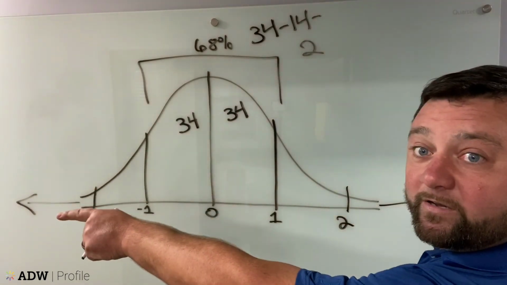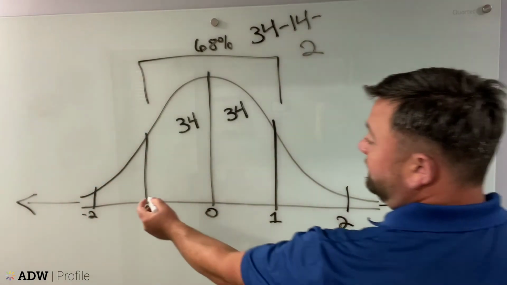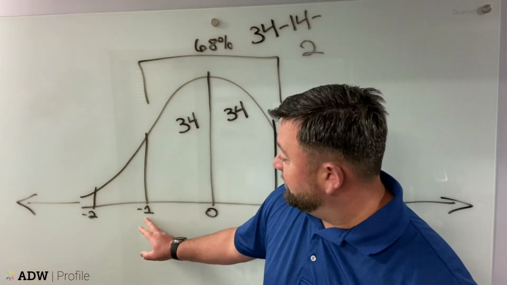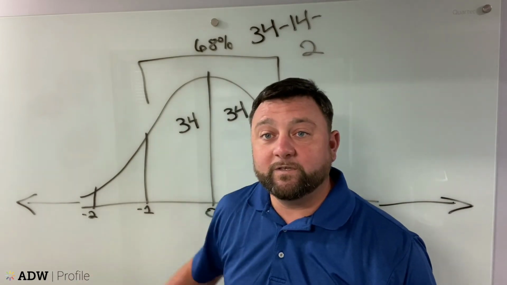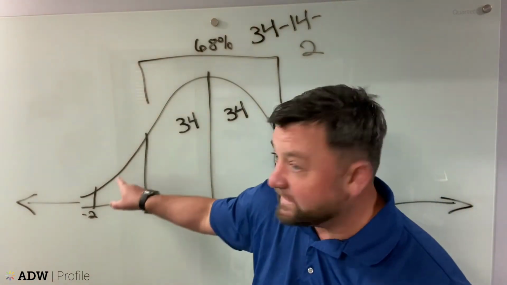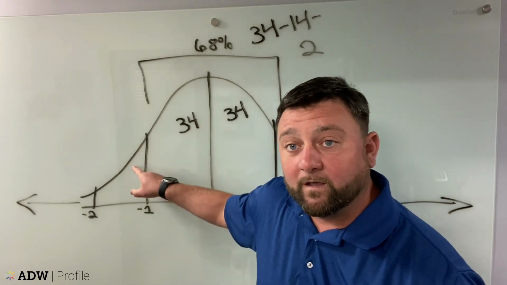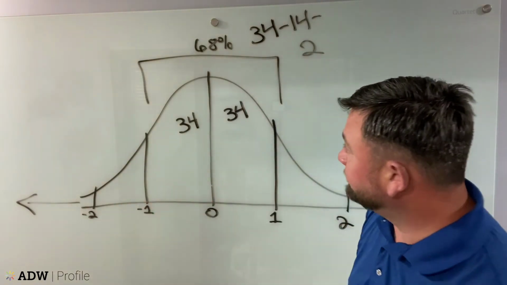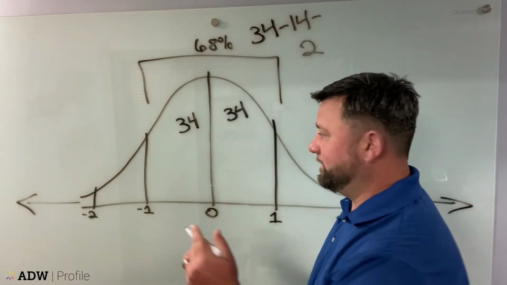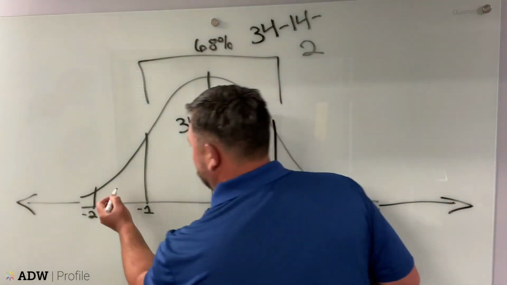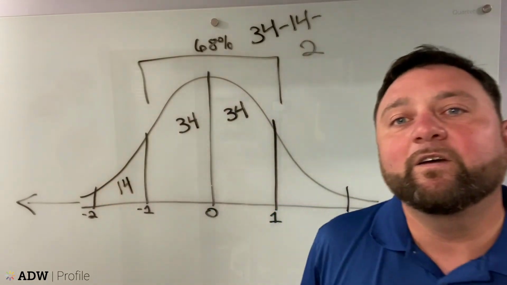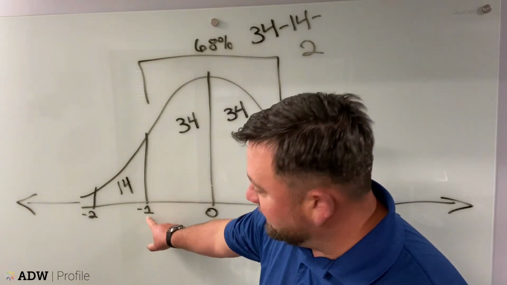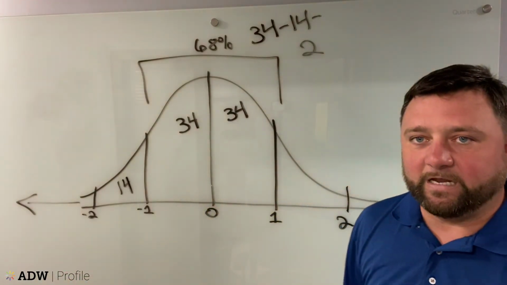Now let's move out another ring. So let's go down this way. What percentage of people would you say fall between -1 and -2 standard deviations? Visually, you can see that this slice of the bell curve is smaller than that slice. Well, you know, because, right, the second magic number: 14% of all people always fall between -1 and -2 standard deviations.